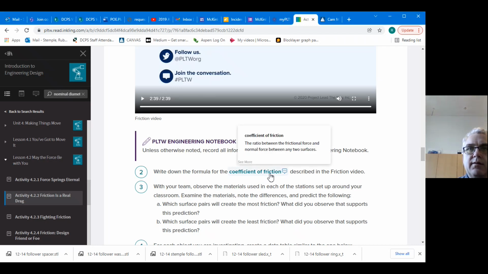And understand that the coefficient of friction is the ratio between frictional forces and normal forces. As a ratio, it doesn't have any units. It's just the coefficient of friction. It's not listed as meters or seconds or kilograms or anything like that. It doesn't have any units, which is unusual for something that we use to calculate with.